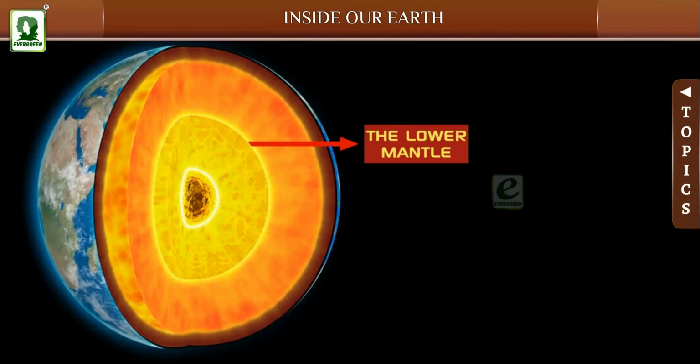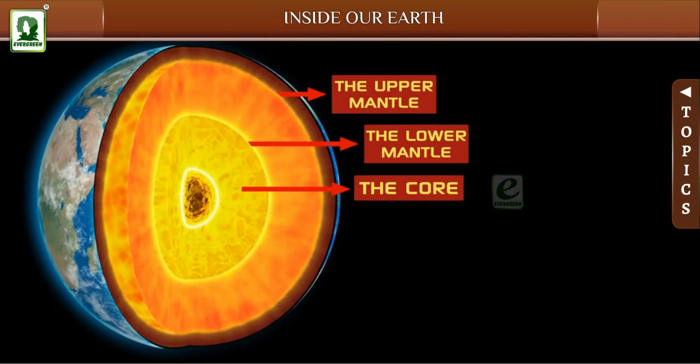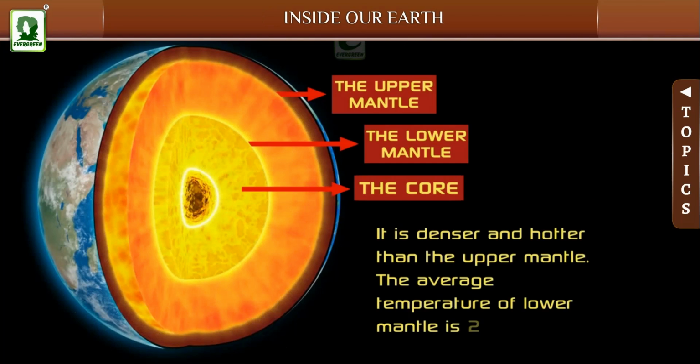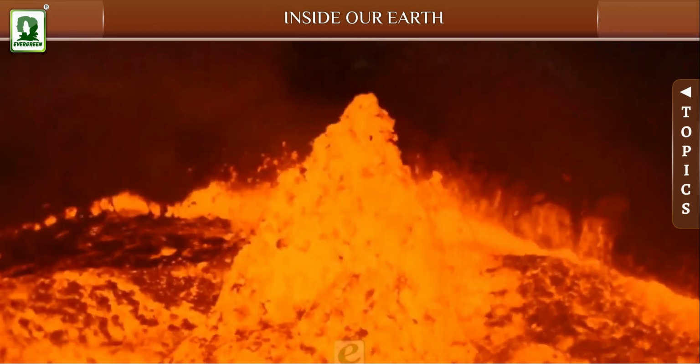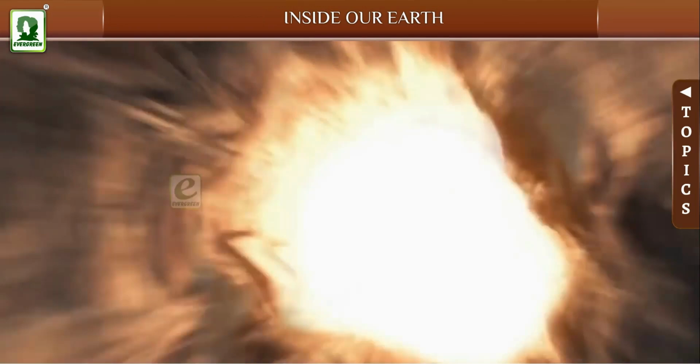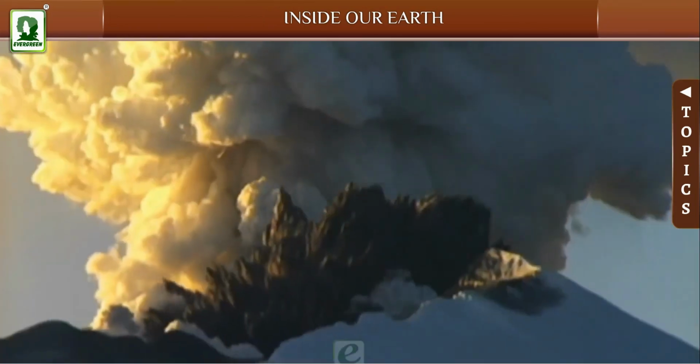The lower mantle. The part of the mantle between the upper mantle and the core is known as the lower mantle. It is denser and hotter than the upper mantle. The average temperature of the lower mantle is 2,200 degrees centigrade. The molten material in the lower mantle is called magma, which flows out as lava during volcanic eruptions.